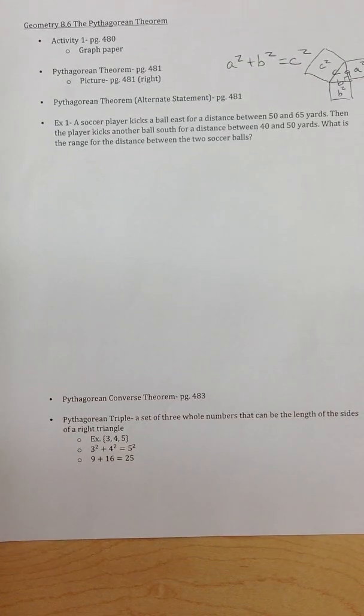Okay, so let's try an example here. We've got a soccer player who kicks the ball east for a distance between 50 and 65 yards. The player also kicks another ball south for a distance between 40 and 50 yards. And we're supposed to figure out the range for the distances between the two soccer balls.